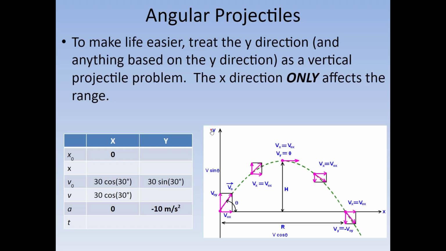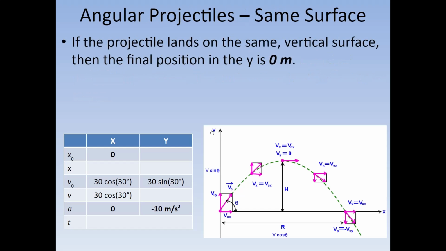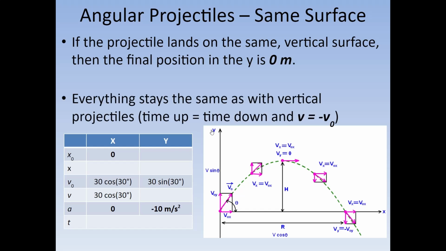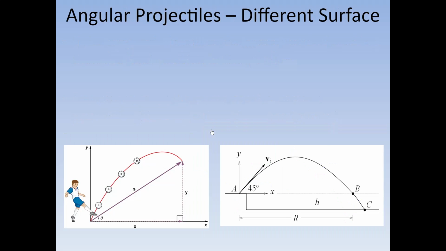All right. So for this one, like I said, the key thing to remember about the X direction is that it really only affects the range of the projectile. If you're looking for things like time in the air or maximum height, that's Y direction stuff. A lot of times, if the object lands on the ground or the same surface that it got launched from, the final position is going to be 0. Otherwise, you just put in whatever the final position they tell you is.